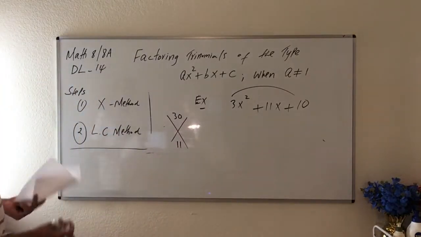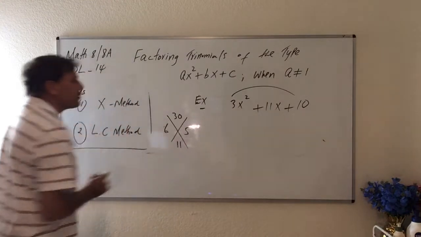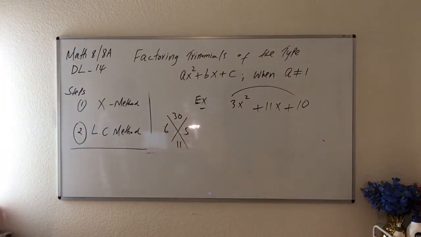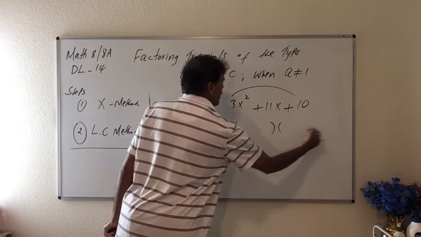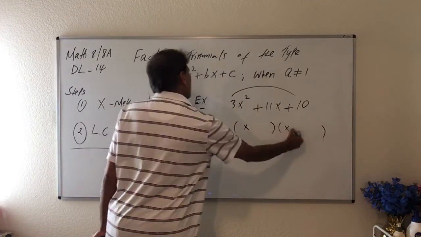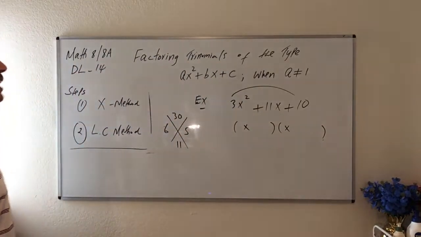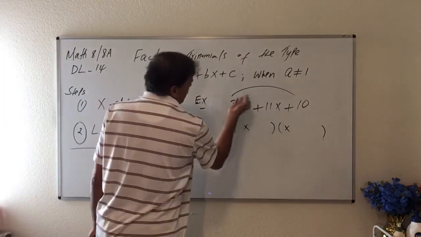Okay, so now we know 6 times 5 or 5 times 6 is 30, and 6 plus 5 is 11. So now, before you write the factors, always write two parentheses like this, and always fill in x as the variable. If the variable is different, then fill in a different variable. Because when you check, x times x is going to be x squared.